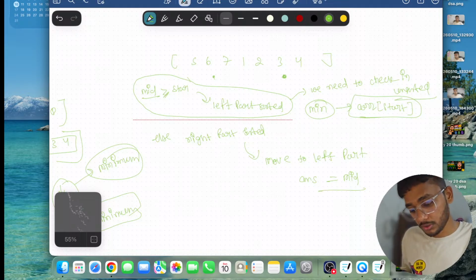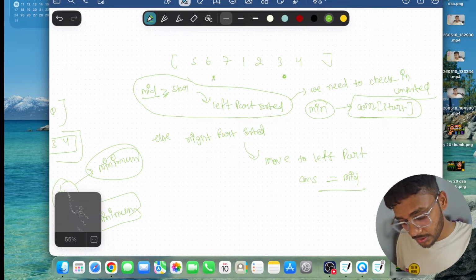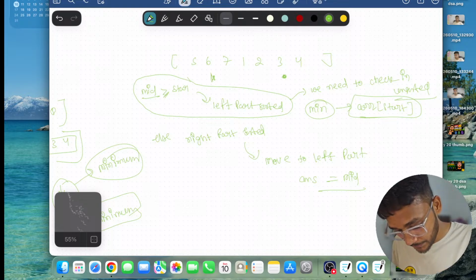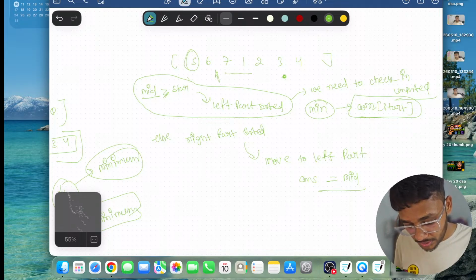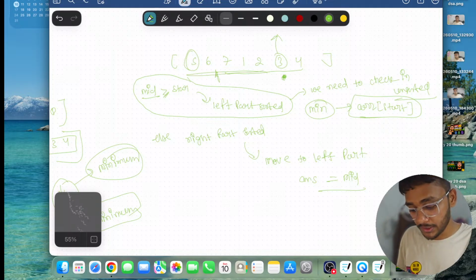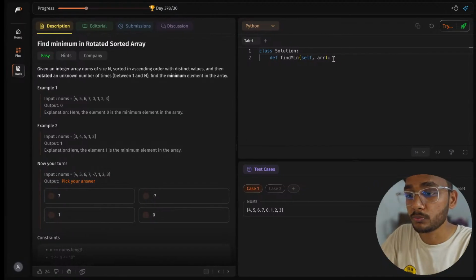Great, so we got the intuition. Basically there are two possibilities. If mid is in the left sorted part, that means this is the largest number between start and mid, so we need to pick the start number as the minimum of that part, and we need to check in the unsorted part. And if we are here, that means this is the smaller number and all the numbers on the right side are larger, so we'll keep this as a minimum and we'll search in the left side. So the algorithm will be very simple, and here we just need to make a little tweak.